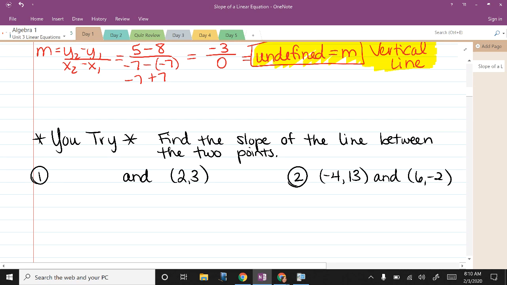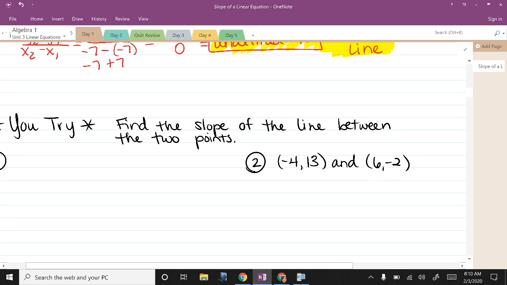Uh-oh. Obviously, you're not going to try that one because I erased the problem. Y'all do number 2, find the slope. Whoopsie, I accidentally erased the problem. Y'all try number 2, find the slope. Simplify it, all that good stuff. Use the formula.